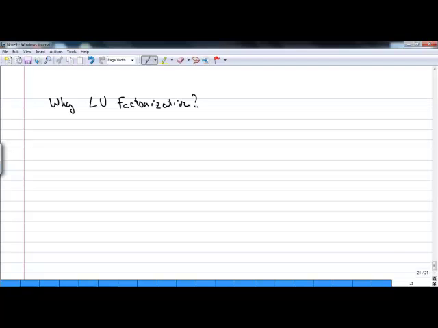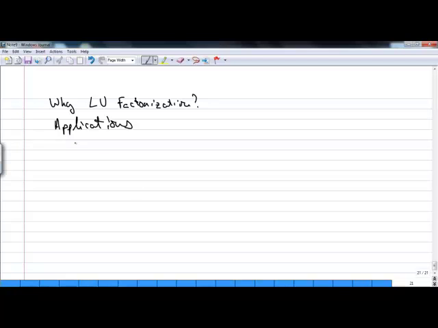So probably a good question to ask at this point is, why would we want to do this LU factorization, or what are the applications? So let's talk about some of the applications. The idea of LU factorization was introduced by a mathematician named Alan Turing, and really the applications for LU factorization come down to algorithms that you would use to solve these types of linear algebra problems in a computer.